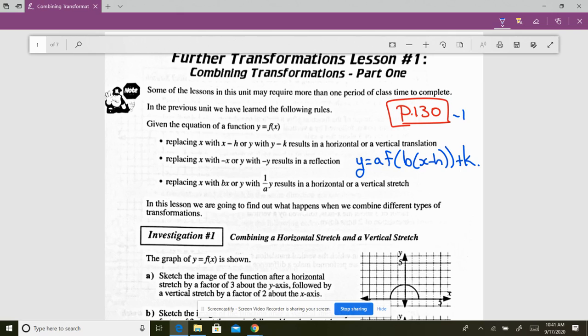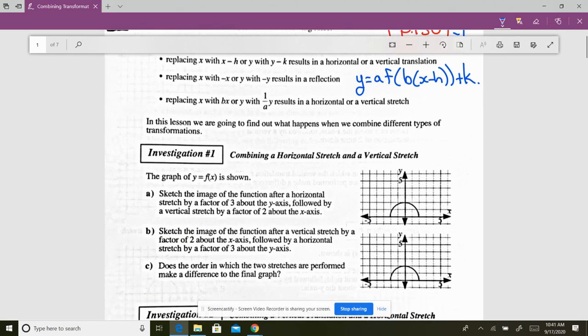What does A do? It's vertical stretches, right? Up and down. Okay. Let's write this down. So A is a vertical stretch by A. So what that means is you multiply by whatever A is.